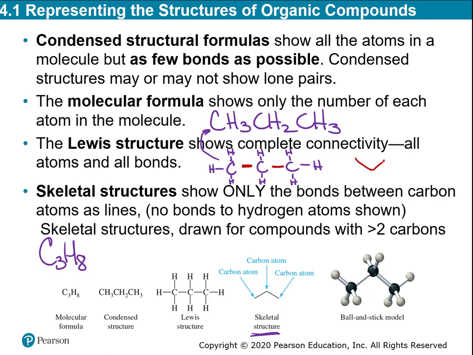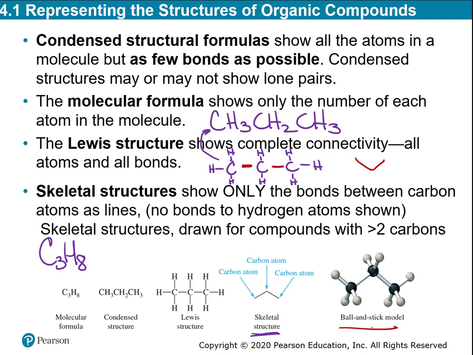One other thing you might remember about skeletal structures: they will always have one less line than the number of carbons in the chain. So like this is three carbons, notice there's only two lines. So if I had five lines, then I know there's six carbons because there's one on either end and a carbon on every corner of the zigzag.